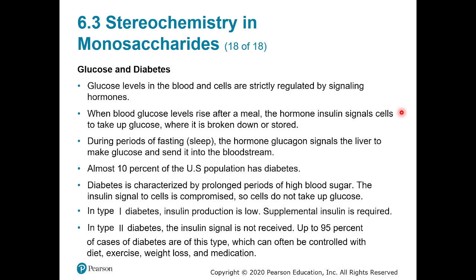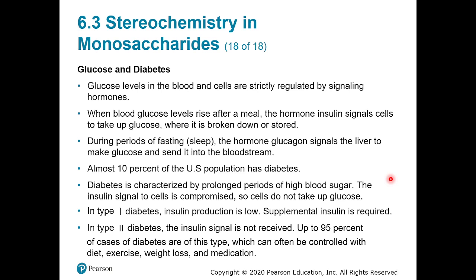Oftentimes people have problems with this, so almost 10% of the U.S. population has diabetes. Diabetes is actually characterized by prolonged periods of high blood sugar. That's the most common form of diabetes that most people in the United States have. The insulin signal to cells is then compromised, so cells do not take up glucose, and so you end up with all the glucose just staying in the blood. It doesn't do a lot of good out there, it doesn't get stored properly, and you have extremely elevated levels of this glucose.